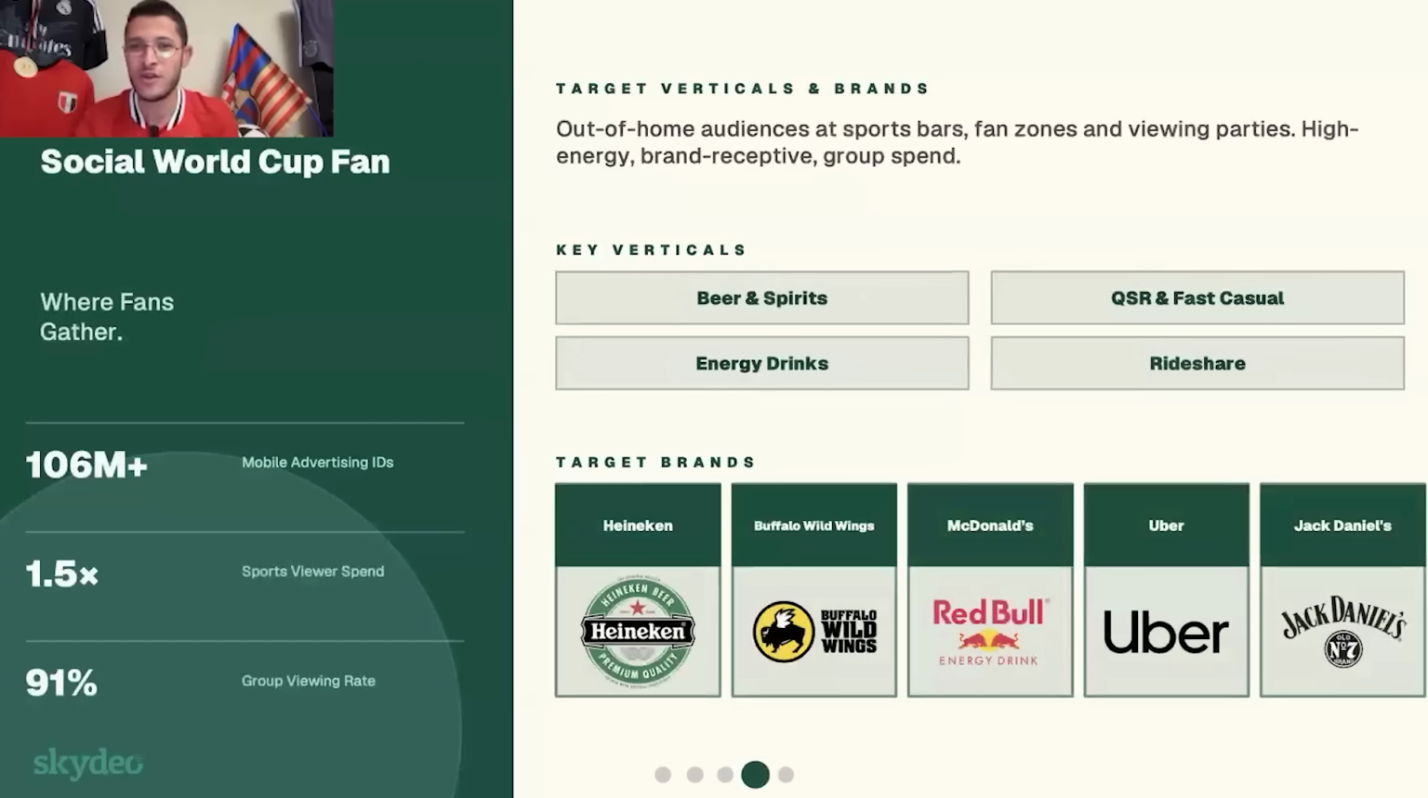These social fans that are going to the sports bars and fan zones, these guys, they make up a huge part of the World Cup audience. They're spending more than the average bar visitor, and they go in groups. So if you target one, you're probably targeting 5 or 6 of them.